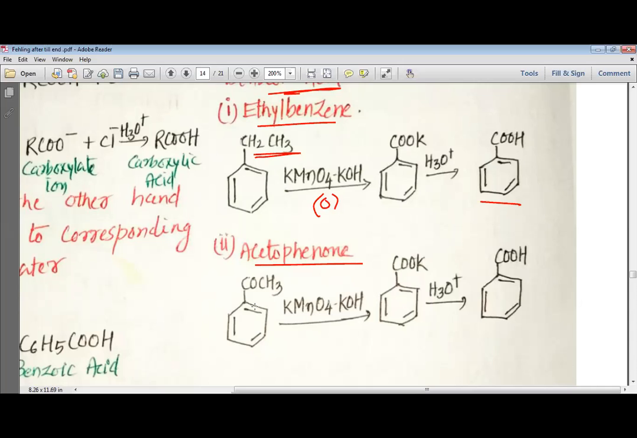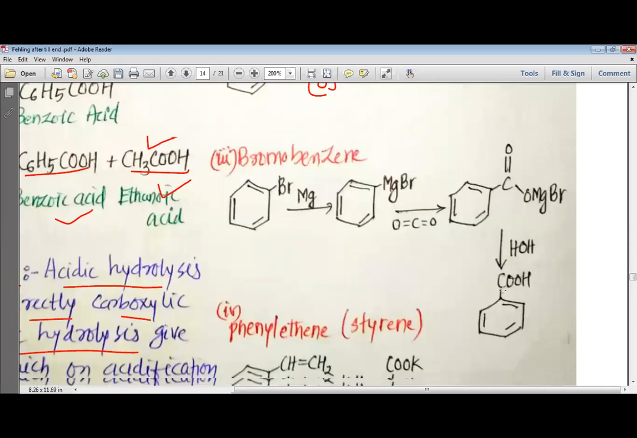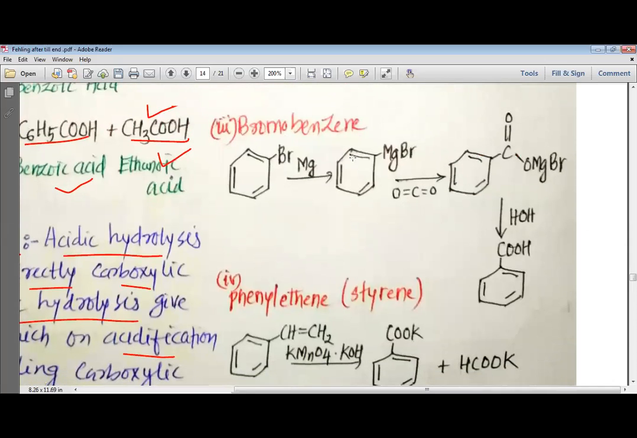Now if we have acetophenone, this is the ketone. Even this ketone on oxidation with KMnO4 will give us benzoic acid. Oxidation with KMnO4 means very strong oxidation. That is what we can understand.